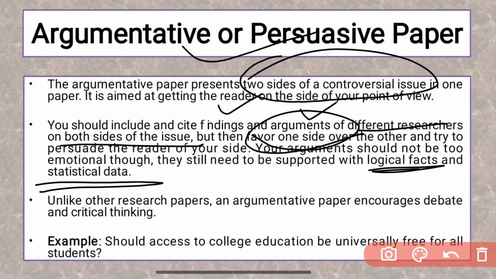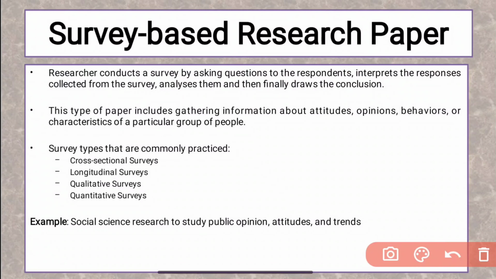Now this kind of research usually encourages debate and critical thinking. This is based on critical thinking, right? Example could be, should access to college education be universally free for all the students or not? I hope this is clear to you guys. Now we are going to discuss the survey based research paper. That is the typical and the most common research paper that is usually being published.